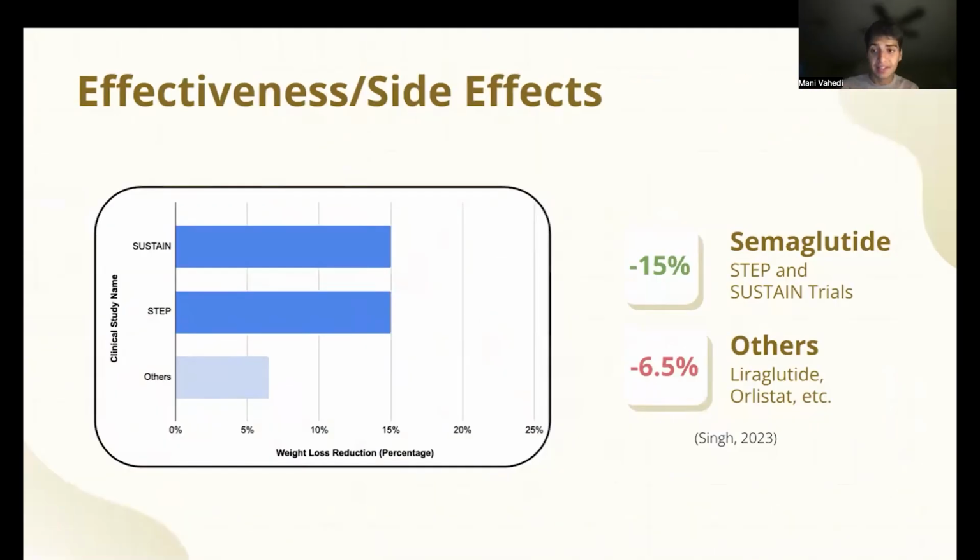So looking at the effectiveness of semaglutide first, semaglutide was more than double as effective as others when it came to weight loss. As we can see through two mainly and widely claimed trials, the STEP and SUSTAIN trials for semaglutide, it was able to result in a 15% weight loss reduction compared to others such as liraglutide or orlistat, which only had 6.5% reduction. And that goes to show how much of a better alternative it is and how much of a revolutionary tool and treatment it is for obesity.